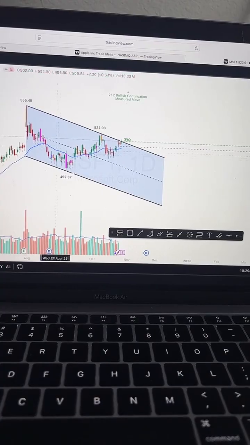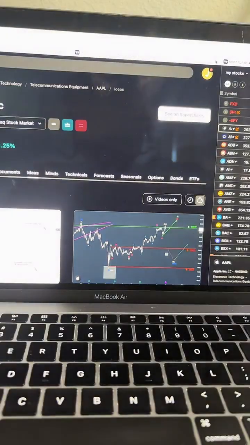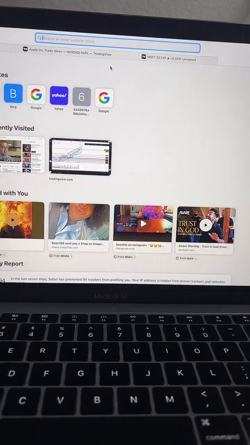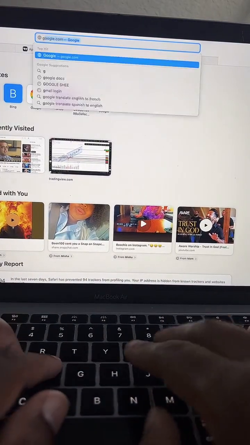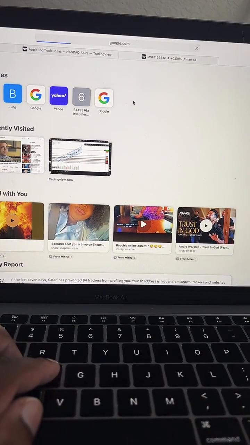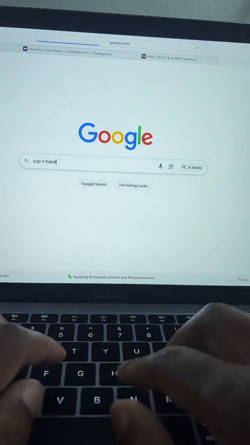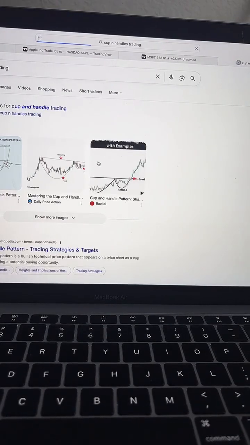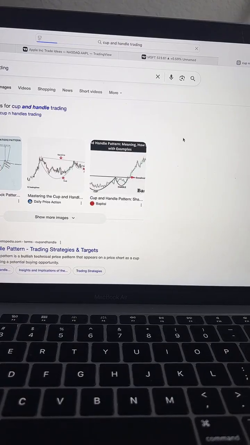Can you explain cup and handle? Cup and handle, so it's, let me see. Hold on, y'all. Look at my search engine. I don't know what'll be popping up on here. So patterns are just, there's a lot of patterns out there. But let me just show you an example.